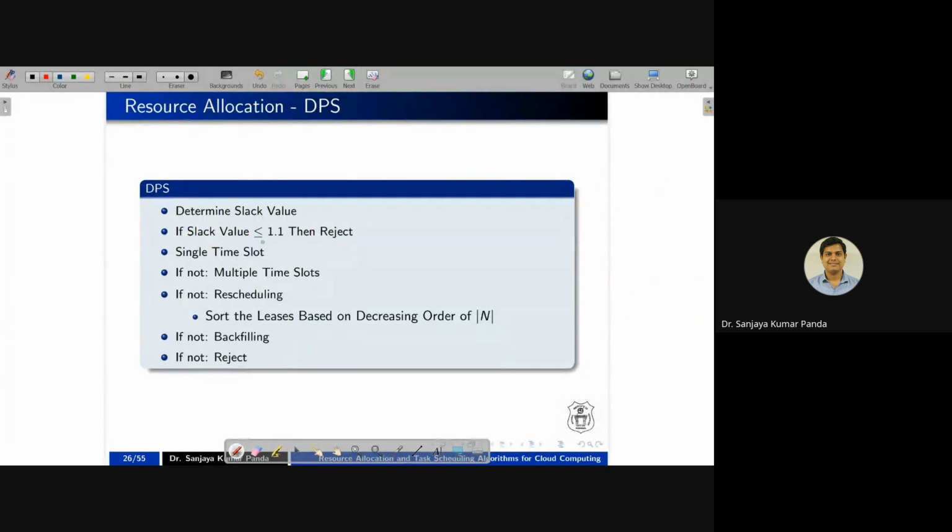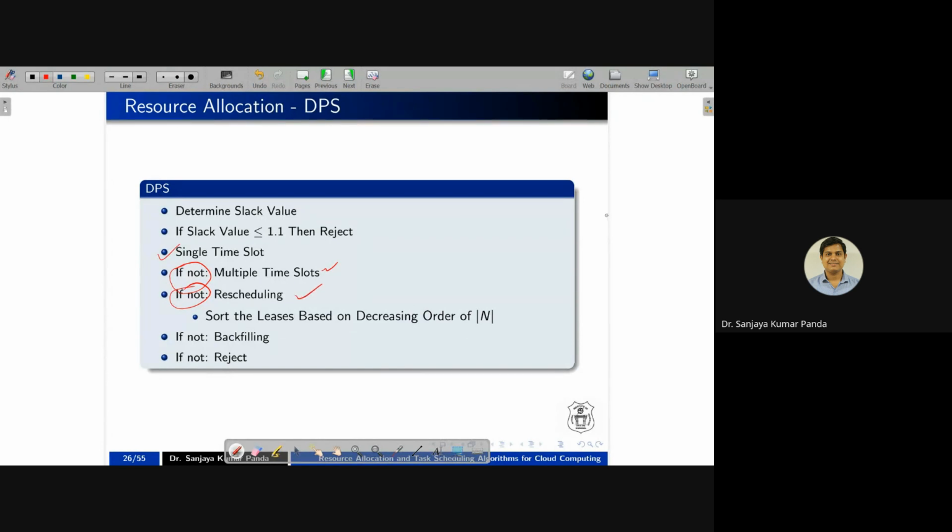If it is greater than 1.1, if it is giving sufficient time, then first you go for the single time slot like the previous one. If a single time slot is not possible, if you are not able to accommodate, go for multiple time slots. If you got the solution, the job is done. But if you are still not getting any slot after single or multiple time slots, then you have to go for the process of rescheduling.